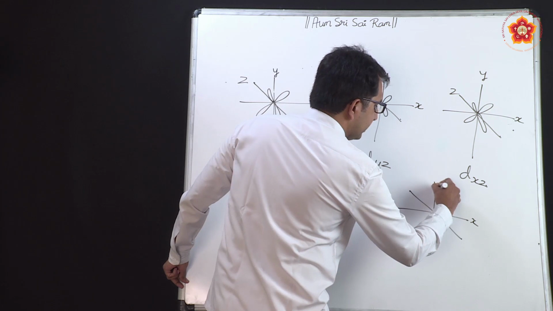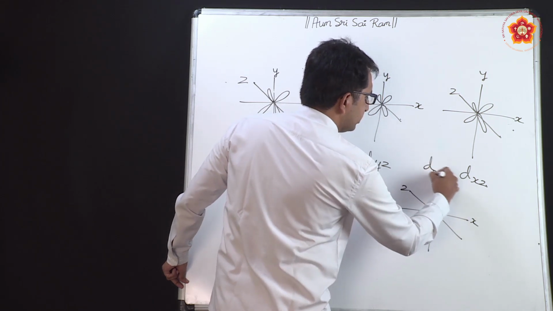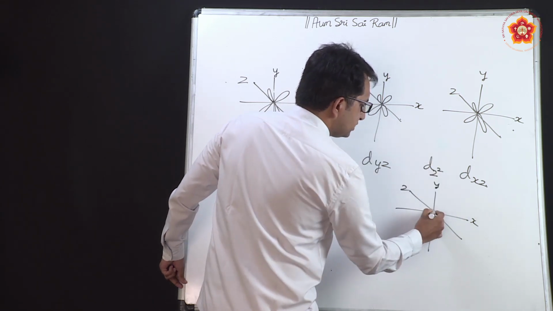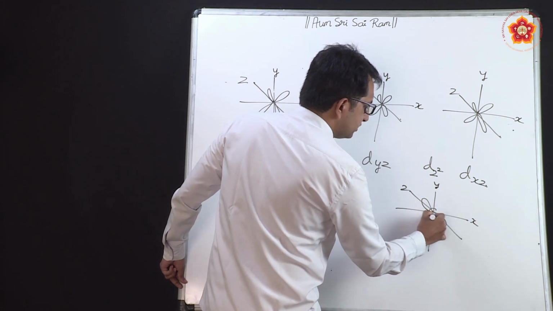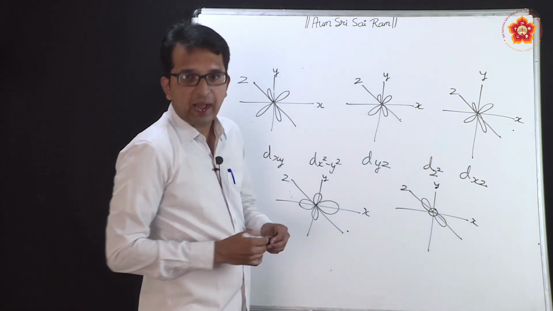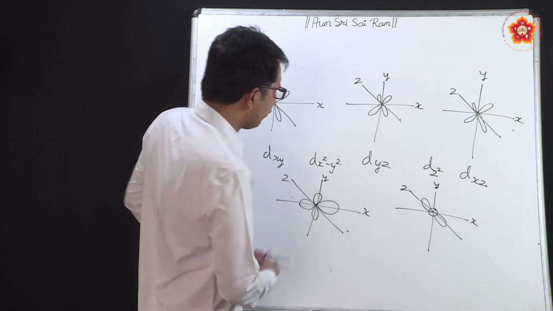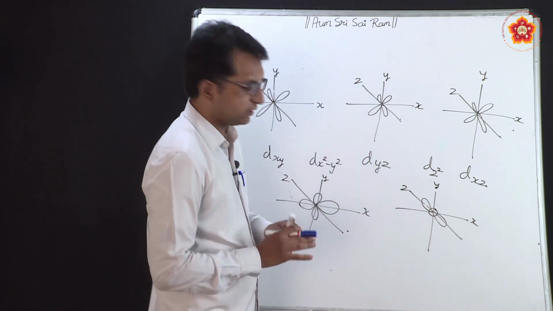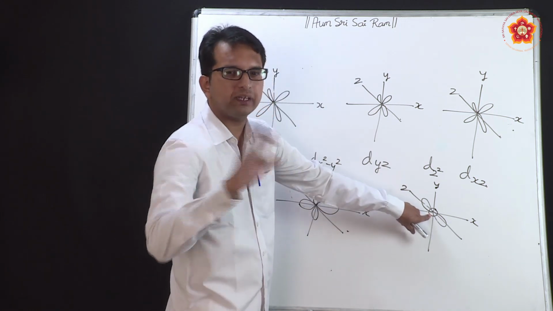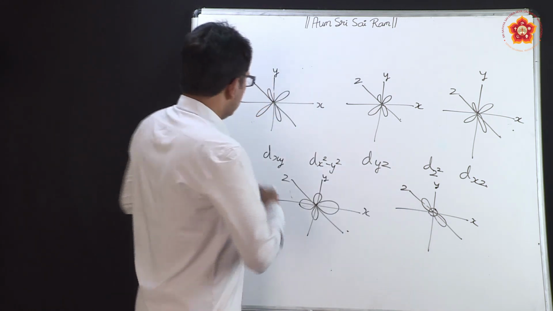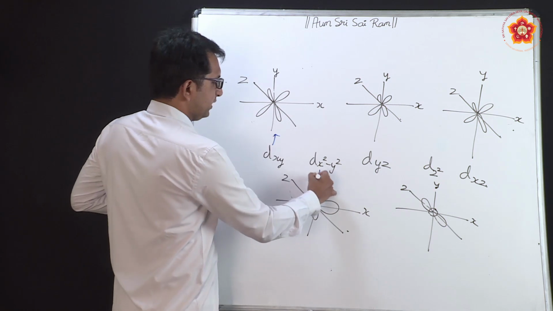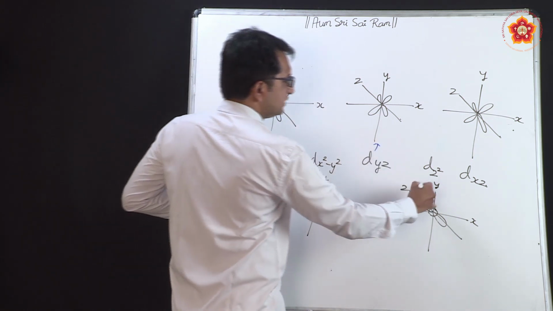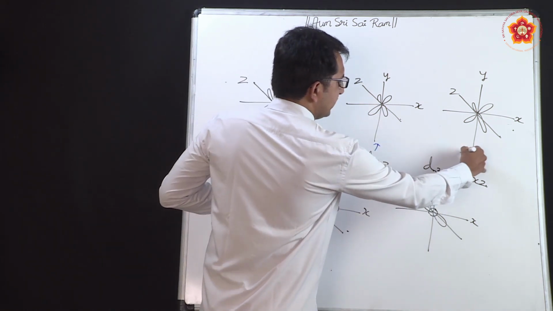X, y, z. The naming I am going to do it as dz square. This indicates that both the orbitals are on the z axis itself, and what we do here for this is the overlap of orbitals on the z axis is shown with a smaller spherical form which is present here. So this is this one: dx square minus y square, dyz, dz square, dxz.